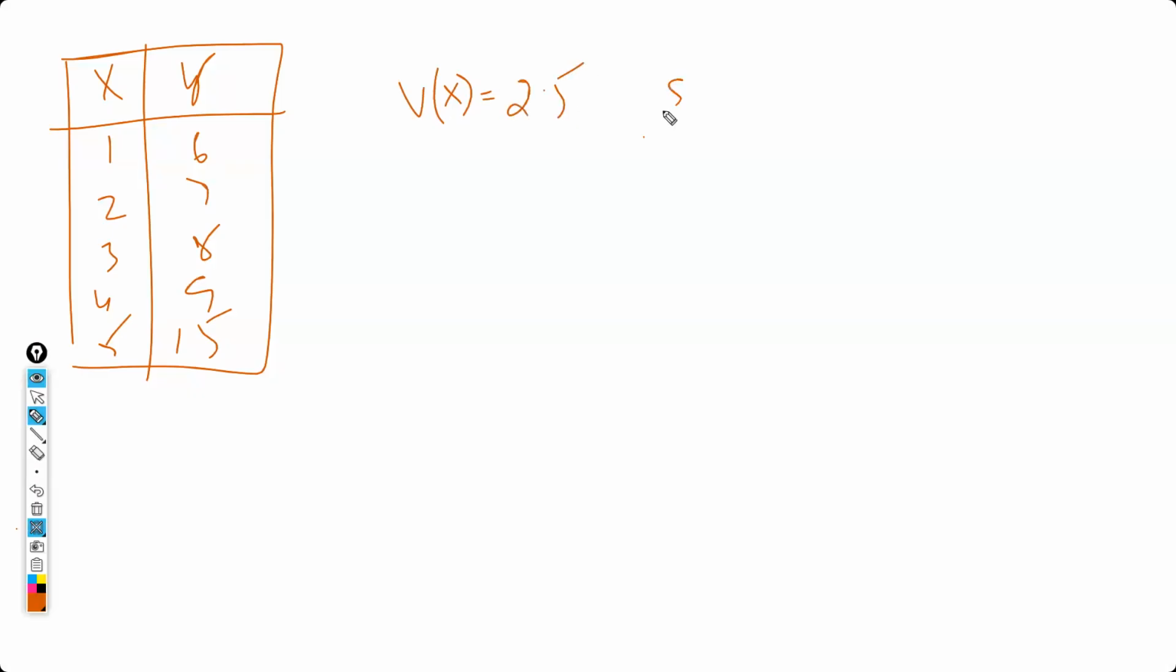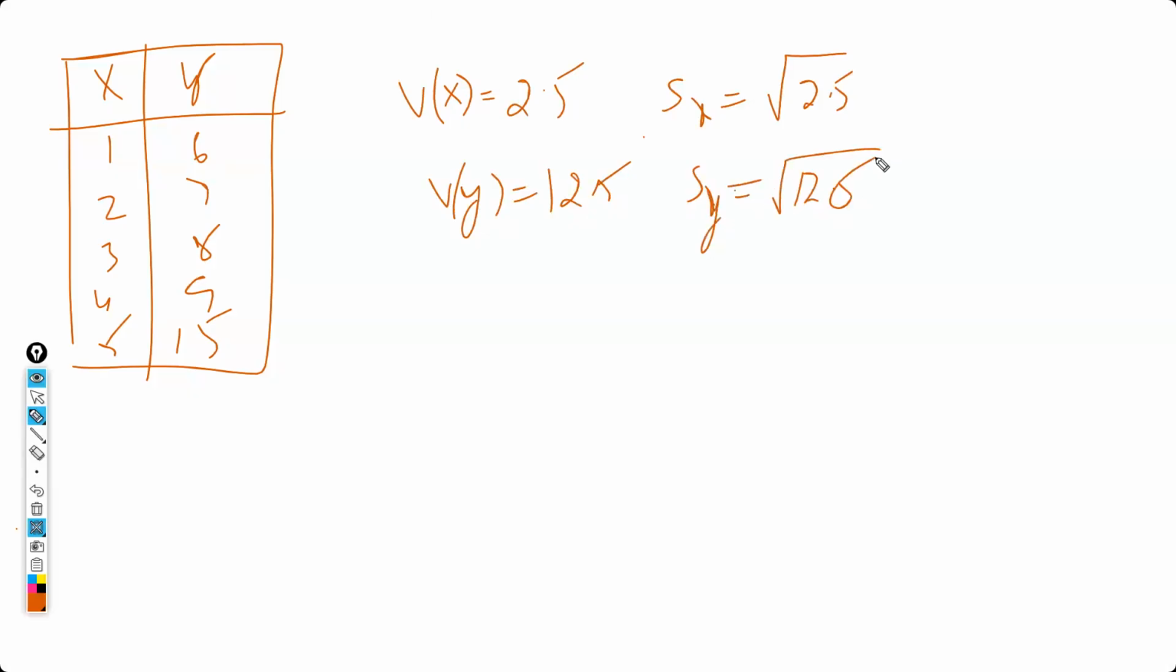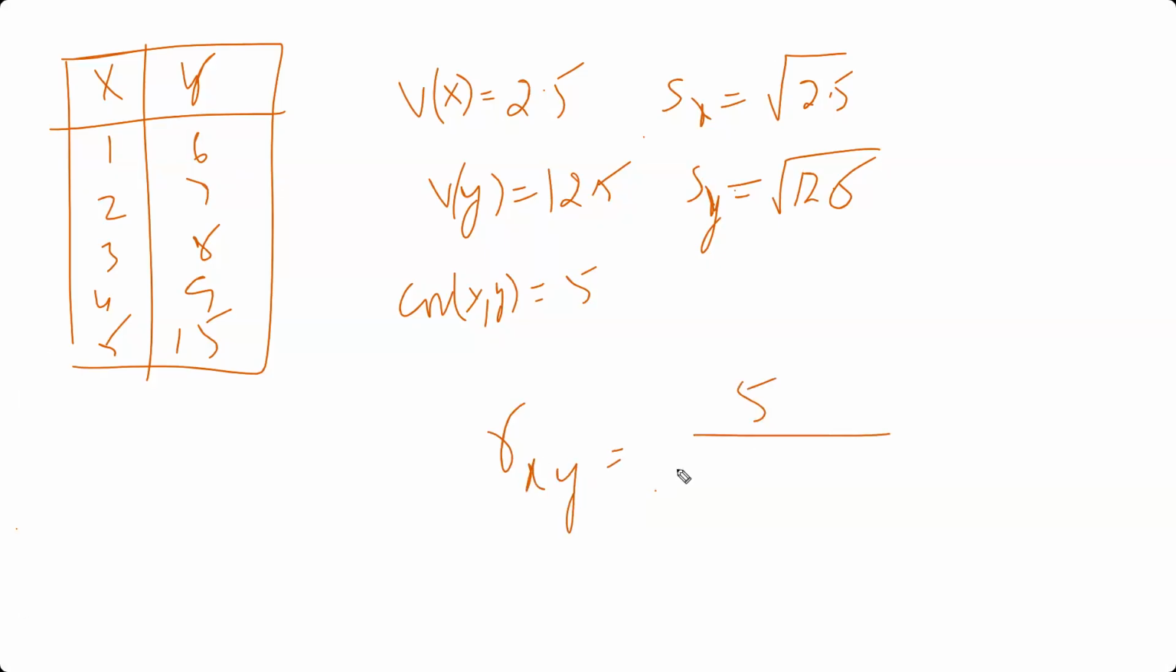So what is the standard deviation of x? Automatically it is the square root of 2.5. Next, the variance of y. What is the variance of y? 12.5. The standard deviation is the square root of 12.5. Next, the covariance of x comma y. What is the covariance of x comma y? 5. So now the correlation of x comma y is equal to 5 divided by square root of 2.5 into square root of 12.5. This is going to be the correlation for the given data set.